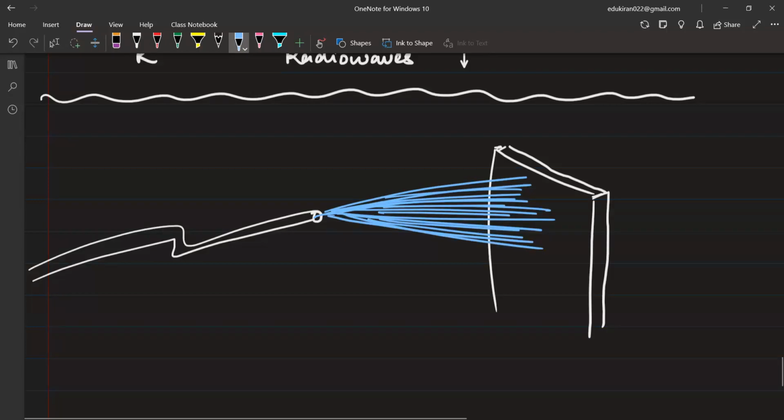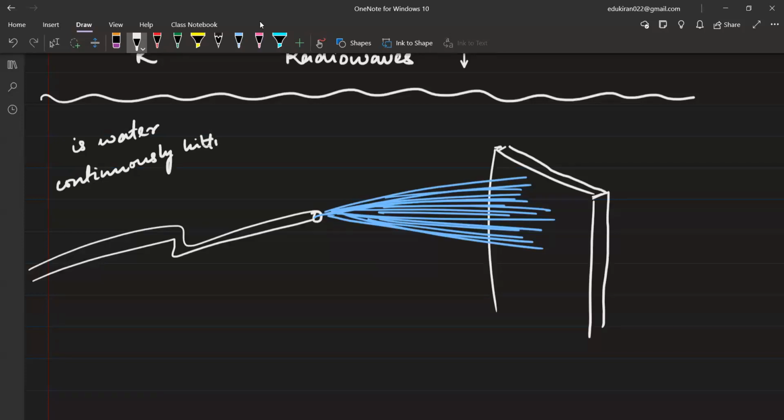Correct, guys? Yes or no, please tell me. सही है? हाँ या ना? Now, tell me one thing. Is water continuously hitting the wall? Yes or no, tell me, guys.